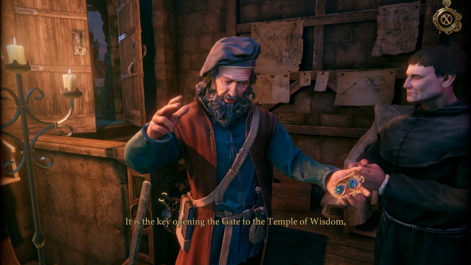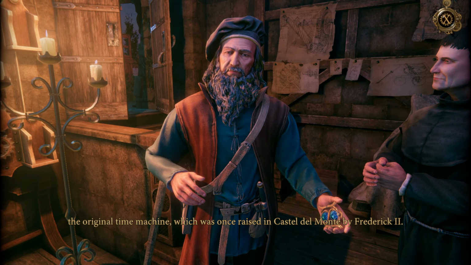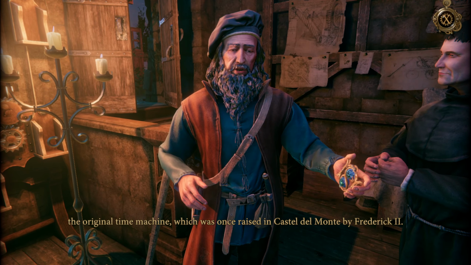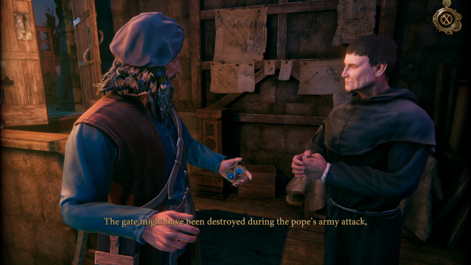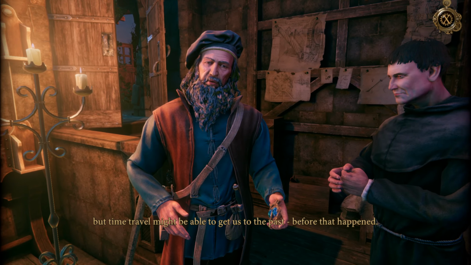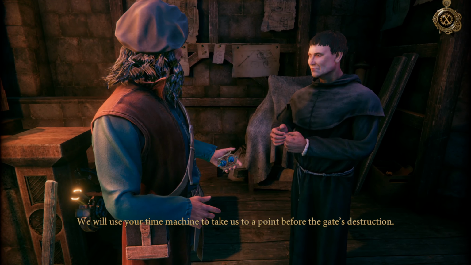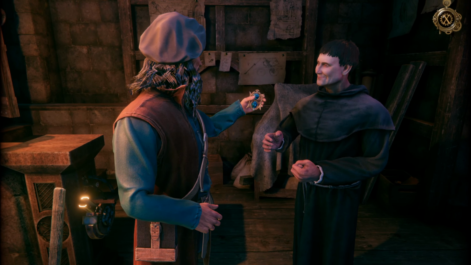It is the key opening the gate of the Temple of Wisdom, the original time machine, which was once raised in Castle Del Monte by Frederick II. The gate might have been destroyed during the Pope's army attack. Time travel might just be able to get us to the past, before that happened. We will use your time machine to take us to a point before the gate's destruction.